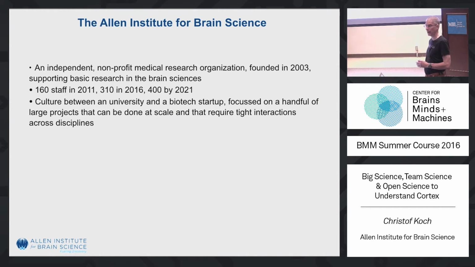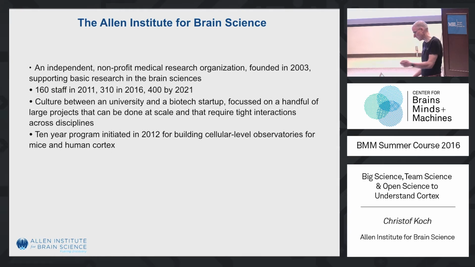So we are focused on a handful of larger projects that can be done at scale. We don't want to compete with university-driven PI research. We want to do things that can't be done at a university, and that require things that we can do systematically across many years in a very highly reproducible manner, that require tight interaction across many different disciplines. So when I left Caltech and came here, we initiated a 10-year program in 2012 for building cellular-level observatories for mice and human cortex. So we focus on cortex, only cortex: in mouse, visual cortex, and in human, middle temporal gyrus.